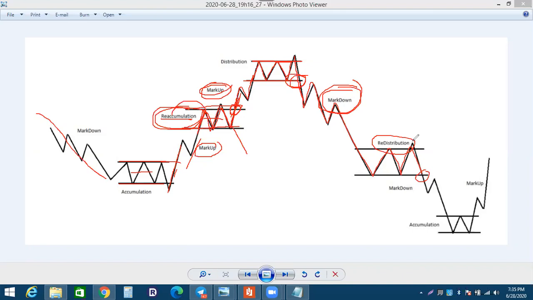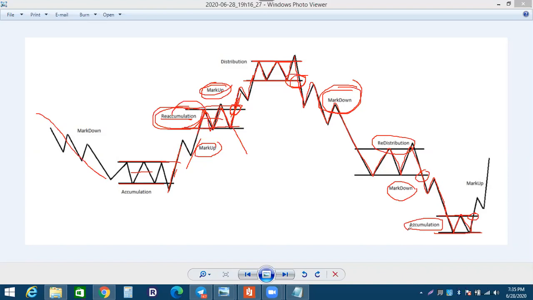After redistribution, the trend will continue further down. After continuing, markdown starts again. Then we find accumulation again. Before forming this, supply and demand are equal to each other, so we will wait for the breakout. After the breakout, we confirm that that is the accumulation area.